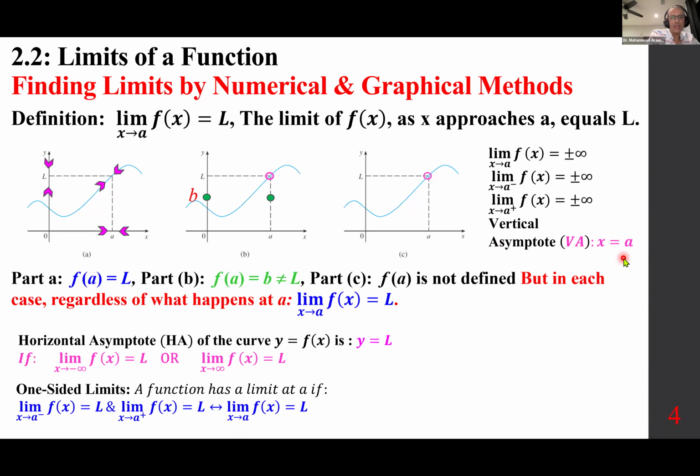One-sided limits. A function has a limit at a if one-sided limits are identical. In other words, if the limit of f of x as x approaches a from the left equals L, and the limit of f of x as x approaches a from the right equals L, then the limit of f of x as x approaches a equals L. And if this limit is equal to f of a, then we say the function is continuous at x equals a. This is the definition of continuity. So that's the synopsis of what's happening in this section.